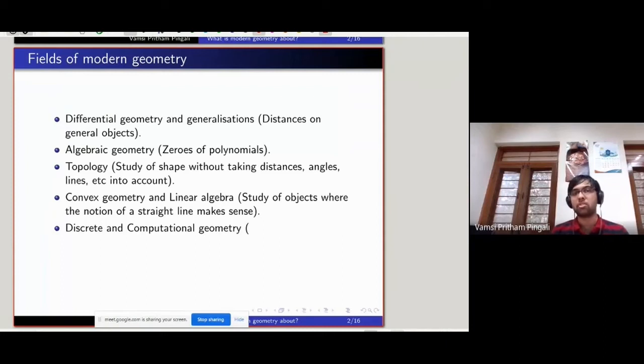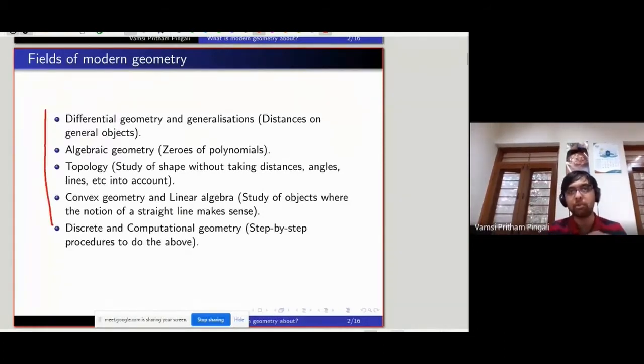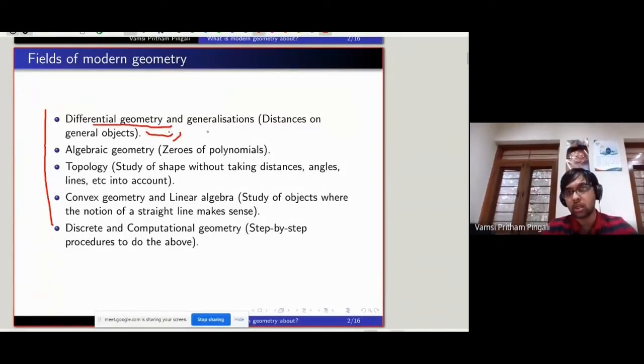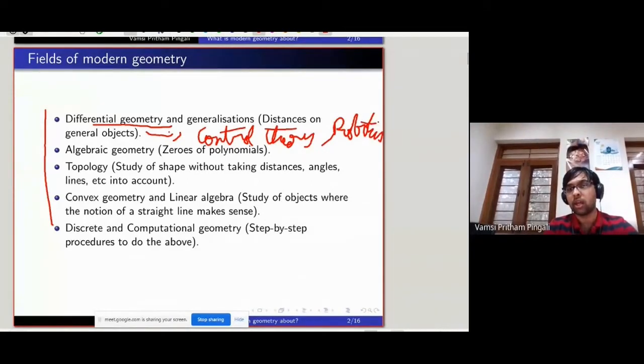And discrete geometry and computational geometry, basically step-by-step procedures to do all of the above. Okay, this is a very popular field these days, right? Because despite all of these seeming like very abstract, pure mathematical things, they actually do play a role in real life. For example, differential geometry plays a role in the study of control theory in aeronautical engineering, plays a role in robotics, and it used to play a role in protein folding, but now machine learning is doing a much better job.